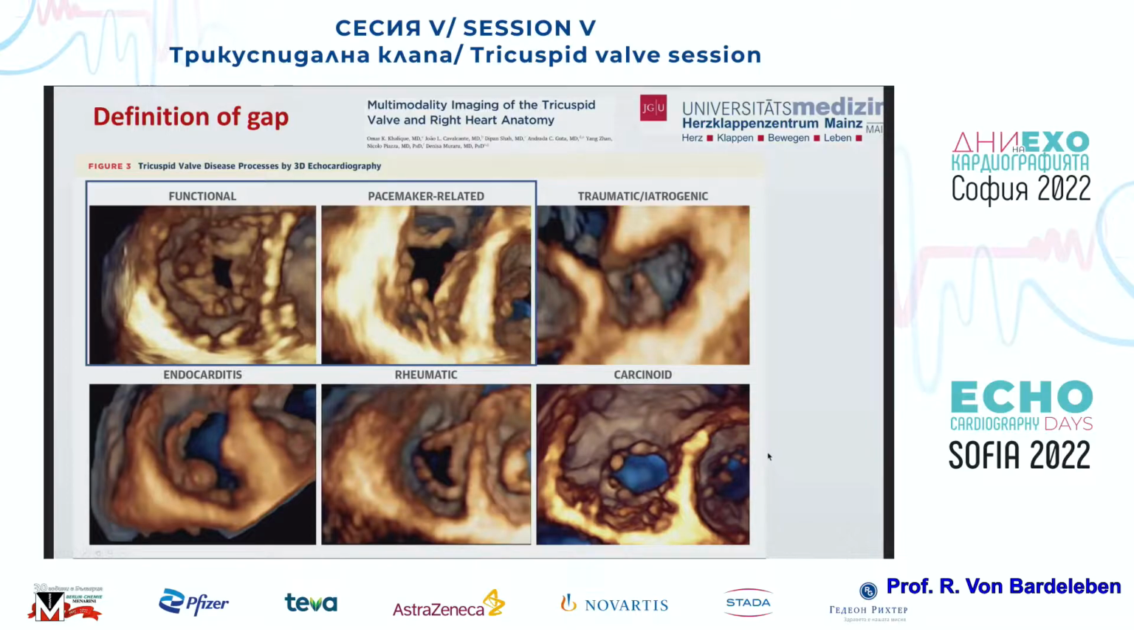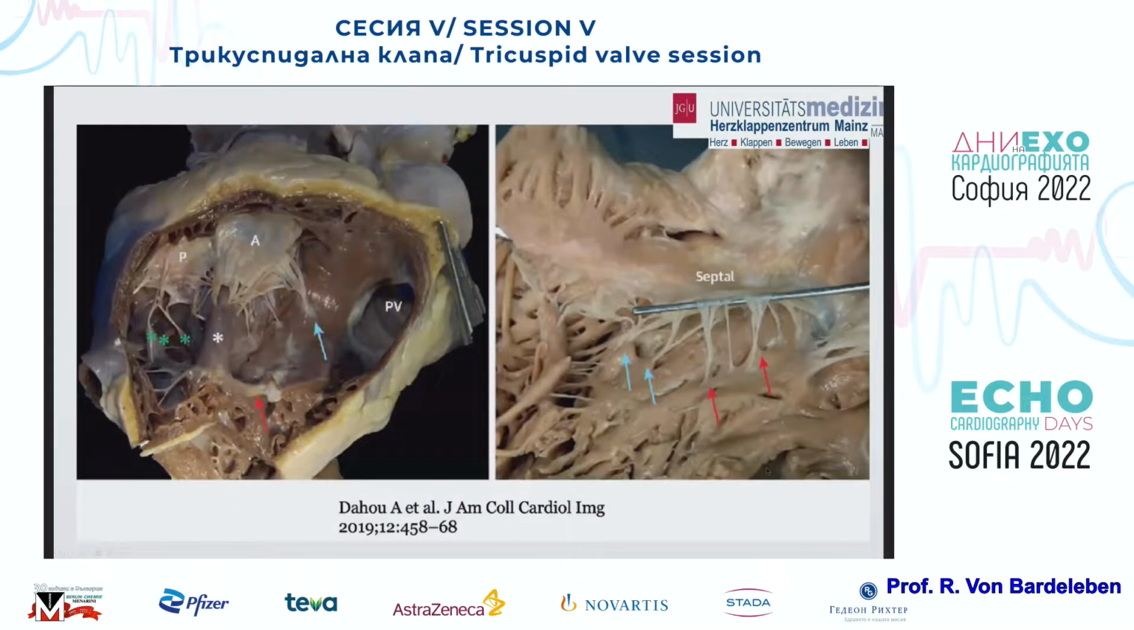And carcinoid syndrome, we have a special outpatient clinic for this, and I'll show you an example of transcatheter repair in this group. What is important to know is that the tricuspid valve is different to the mitral valve. We only have one dominant papillary muscle, which is called the anterior papillary muscle. It's given with a white asterisk. We have one or two posterior papillary muscles, which only serve the posterior leaflet.